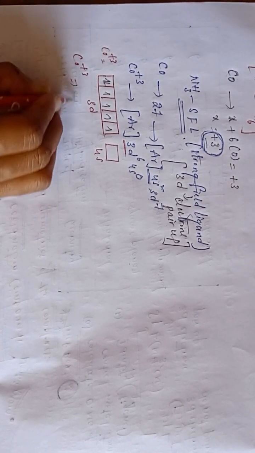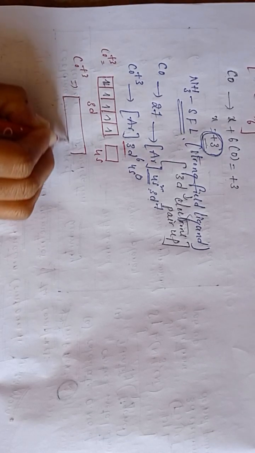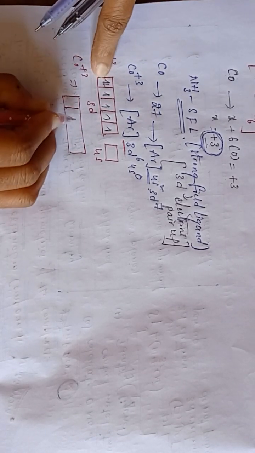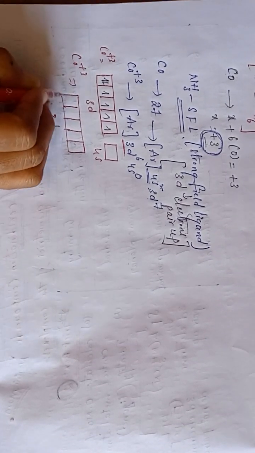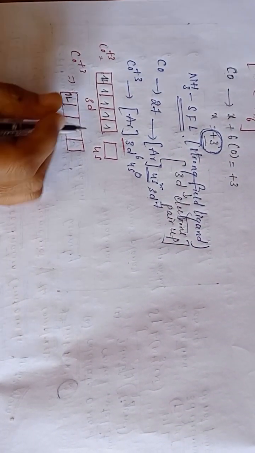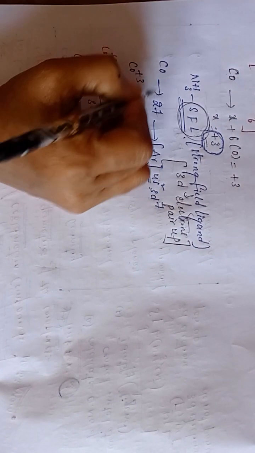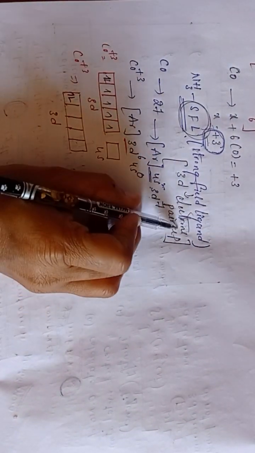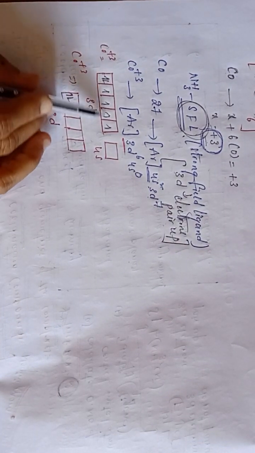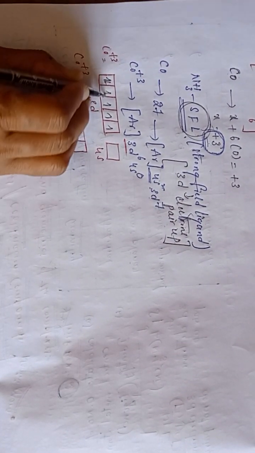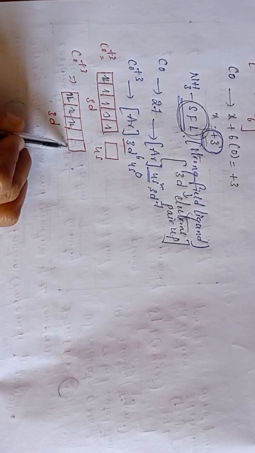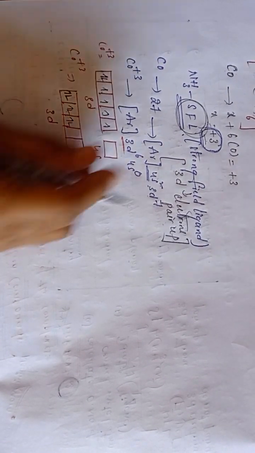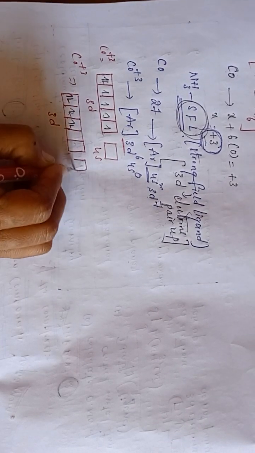This is 3d. First take 5 boxes, 5 orbitals in 3d. Already one is paired. The remaining electrons will get paired up, correct? Because it is a strong field ligand, it can pair up 3d electrons. The remaining 4 electrons will get paired here, these 2 here, these 2 here. Then in 3d we will get 2 vacant orbitals, vacant boxes, and 4s is completely vacant.